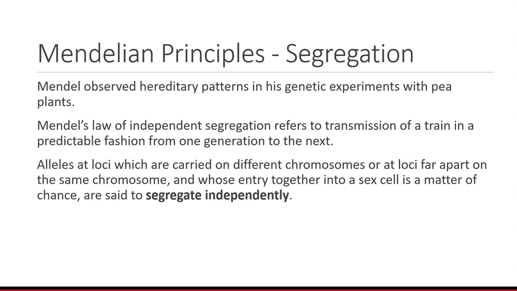Mendel's law of independent segregation refers to the transmission of a trait in a predictable fashion from one generation to the next. Alleles at loci which are carried on different chromosomes, or at loci far apart on the same chromosome, and whose entry together into a sex cell is a matter of chance, are said to segregate independently.